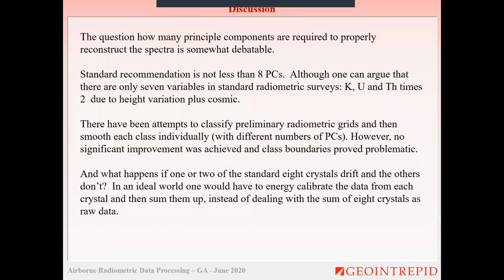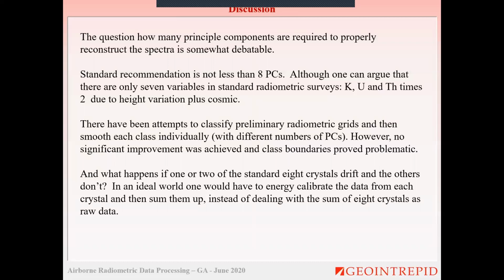A bit of a discussion. A couple of things one has to think about. The question with spectral smoothing is how many principal components are actually required to properly reconstruct the spectra. So the standard recommendation is not less than 8 PCs. I always argue that there are only 7 variables, because we have potassium, uranium, thorium times 2 due to height variations, and we have the cosmic. So actually 7 spectra, 7 principal components should be okay, but people say 8 or even 10 or more principal components. As I said, the standard recommendation is 8 principal components for the reconstruction.